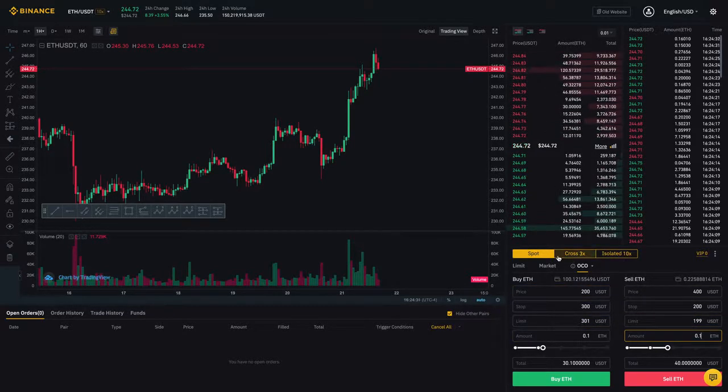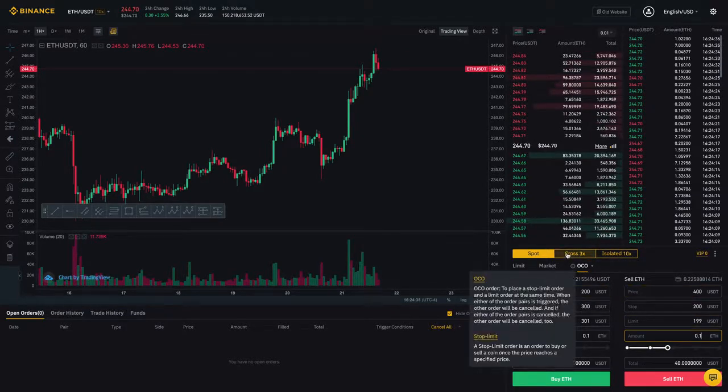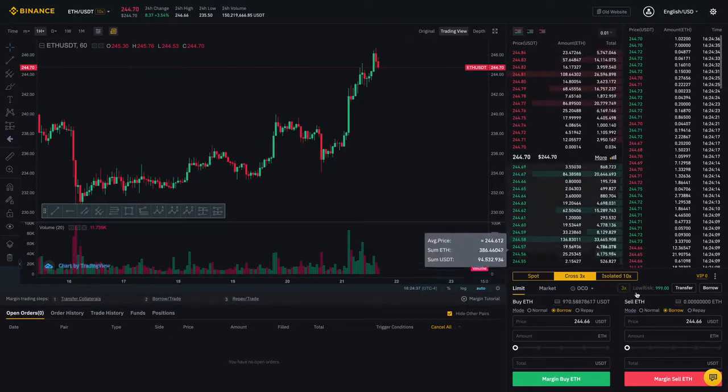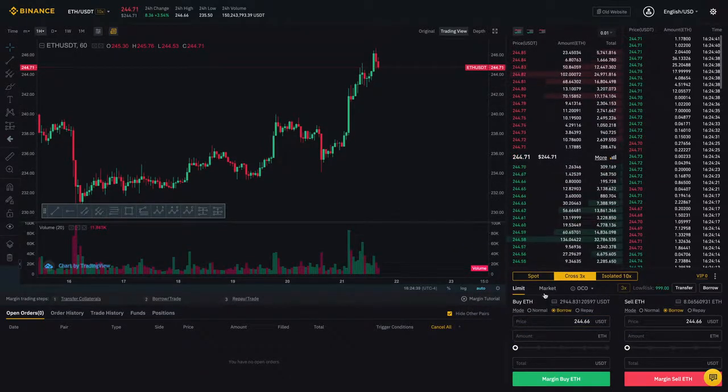Now there's other parts here where there's cross and isolated. Now I'm going to talk about that. So if I go to cross, now you'll notice that you'll have the limit, market, OCO, which is the same. That stuff I've just talked about, it's all the same. But what cross margin is, basically you are borrowing on margin. You have the option to borrow on margin, right? So there are three different options here. There's normal, borrow, and repay.